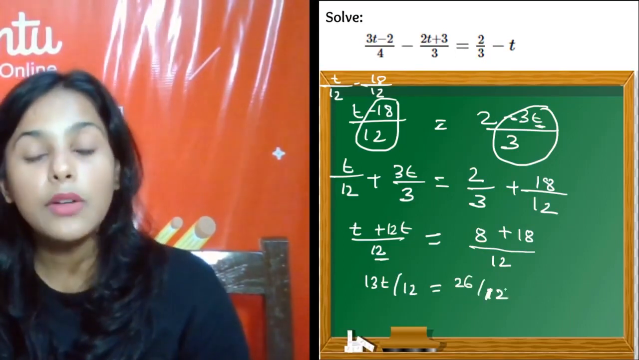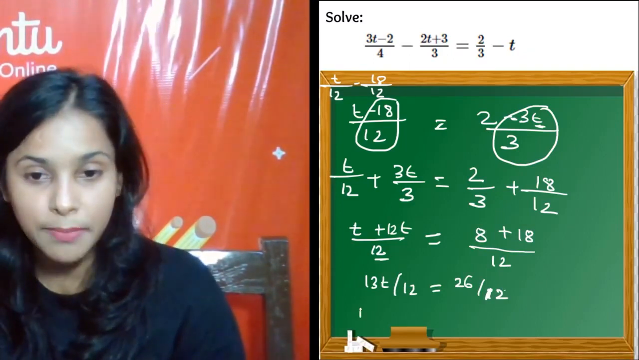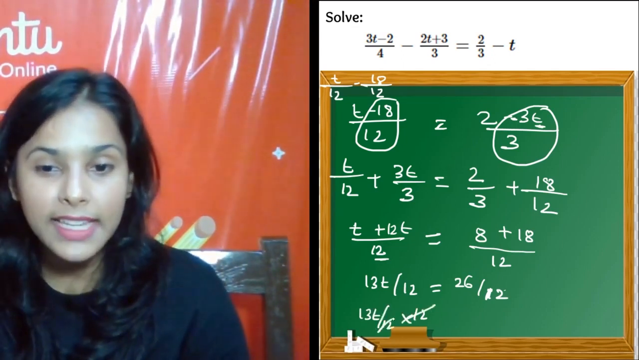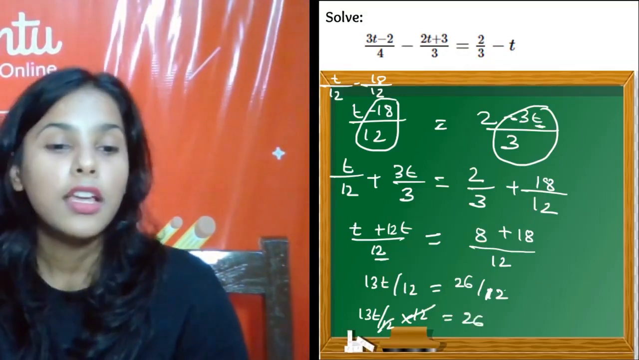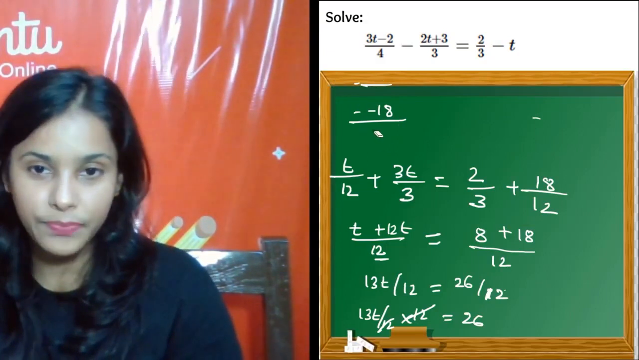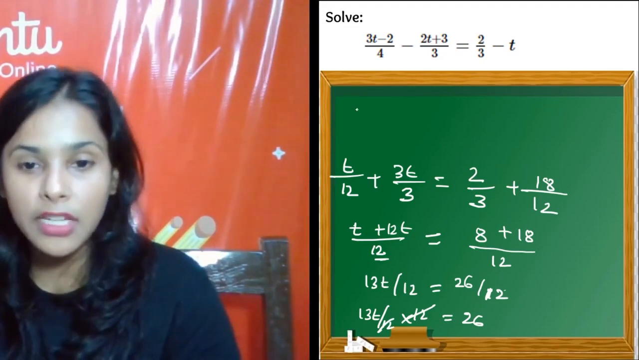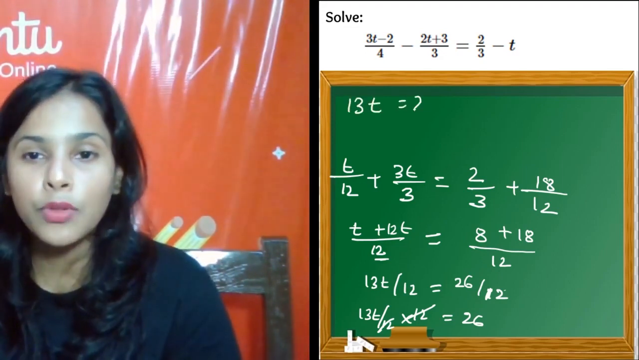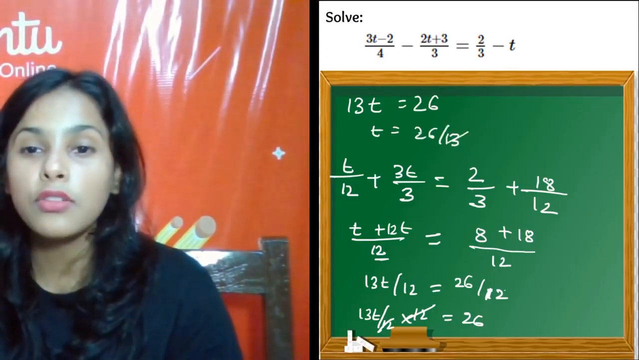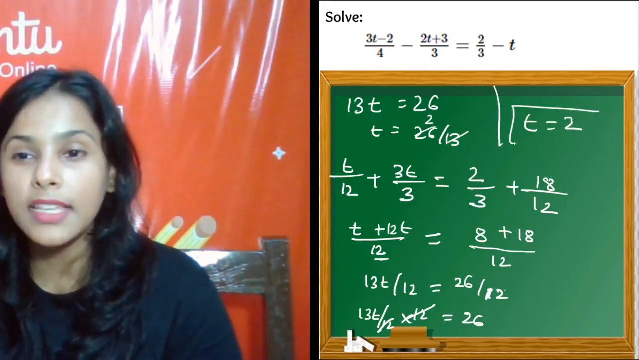Now taking this 12 to the LHS. If you are taking this 12 to the LHS, it became 13t by 12 into 12. So ये 12 इससे कट गया and it became 26. Now let me erase it first. Now we have right now 13t is equal to 26. Now taking 13 to the RHS, 26 upon 13, so 13 2s are 26. So t is equal to 2.